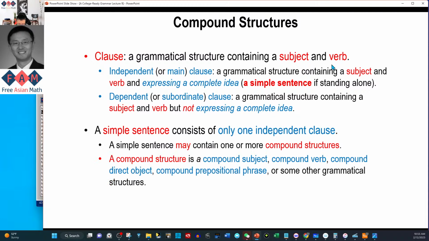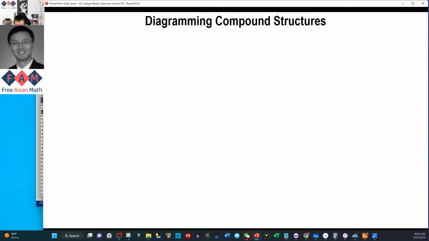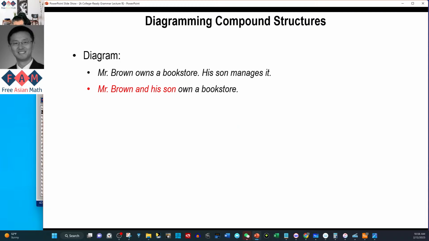Okay, what do we mean by that? A compound structure is a compound thing. Compound subject, compound verb, compound direct object, and so on. Compound prepositional phrase, or some other similar grammatical structures. So what is that? Let's think about this. Mr. Brown owns a bookstore. His son manages it. Those are two sentences, right? The first sentence talks about owning a bookstore, and the second sentence talks about the son managing it. But those two otherwise independent sentences, we can combine them into one sentence.